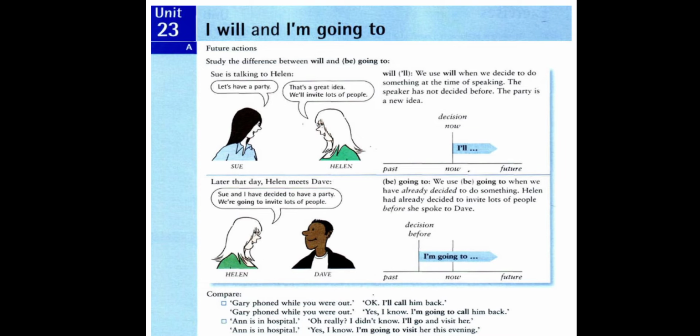She doesn't say we will invite lots of people because she has already taken the decision along with Sue a long time ago. So the decision has already been taken before. That's why she's using are going to plus the base form invite. So she says we are going to invite lots of people. She doesn't say we will invite lots of people.